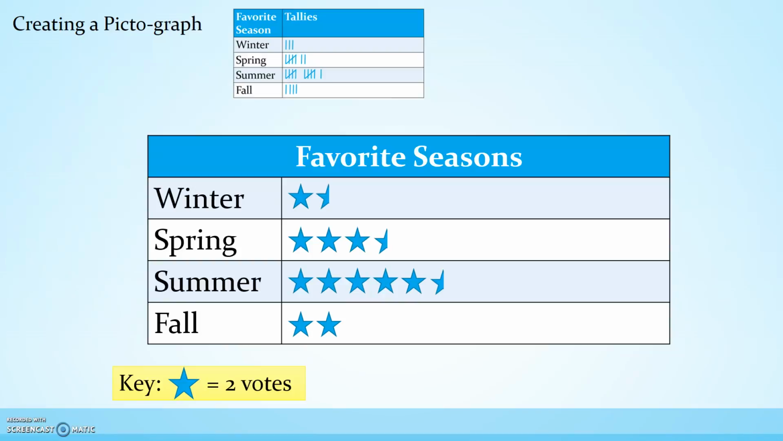So using a different key, having the star equal 2 votes, I don't have to put as many pictures on my graph, but I'm still representing the exact same information. So tomorrow in class, we are going to look at how we can turn our tally charts that we created today into pictographs.